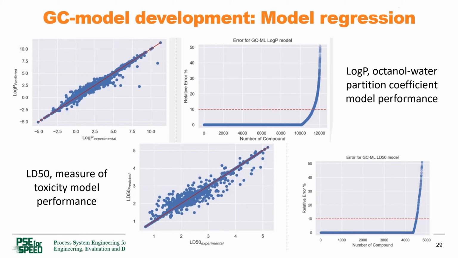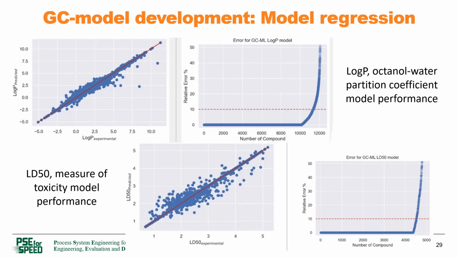If you look at the figure on the right, which is the cumulative error, you can see that nearly 80% of the data points are within 10% or even 1%. So the prediction accuracy is quite good. You can also see for toxicity, LD50, the same cumulative plot.